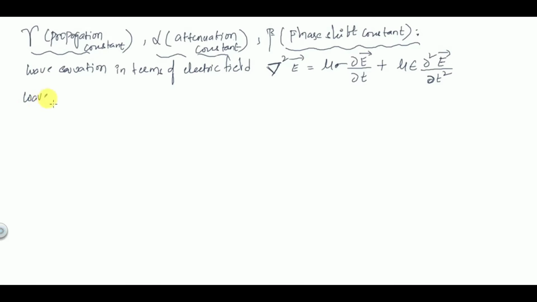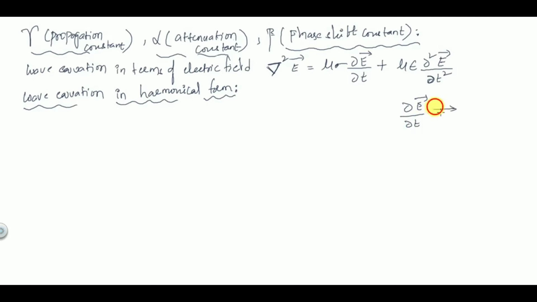So we need the wave equation in harmonic form. Harmonic form means in frequency domain. So how can we convert this into the frequency domain? Dou E bar by dou t can be written in frequency form as j omega E bar, applying the differentiation in time property of the Fourier transform.